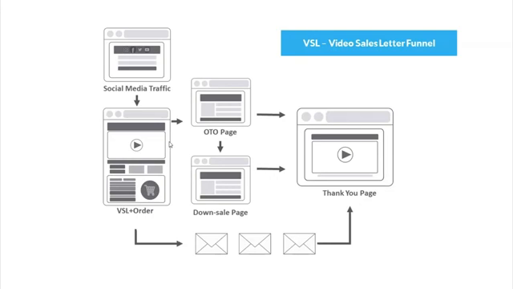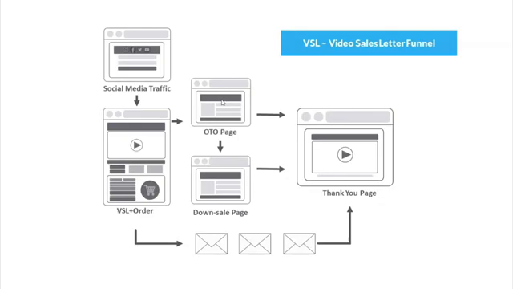What is the purpose of the video sales letter funnel? Now this funnel is designed to use a video on the landing page to make the sale of your product. And at the bottom of the page, we have the order form available for them to make the purchase. Now from here, they will be taken to an OTO page, which is the one-time offer page, where they will get an opportunity to purchase another product.